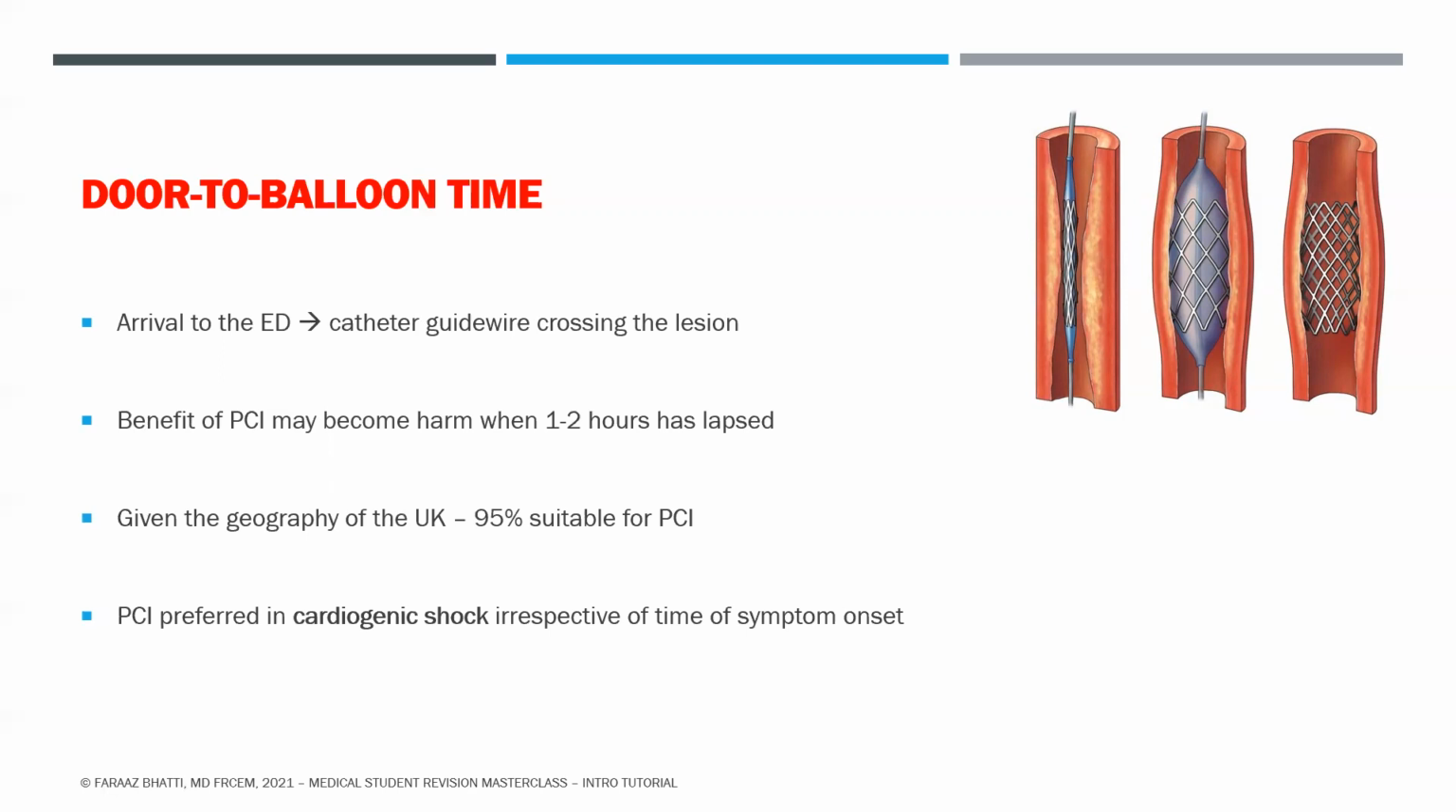As I said, the door to balloon time is defined as the arrival to the ED to when the catheter guide wire crosses the lesion. And this is often inserted via the radial artery or the femoral artery by interventional cardiology. In the United Kingdom, for example, 95% of STEMIs are suitable for PCI because they arrive within the window. PCI is preferred in cardiogenic shock, and that's irrespective of what time the patient's symptoms started.